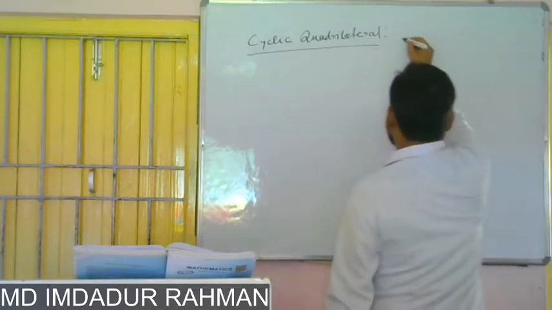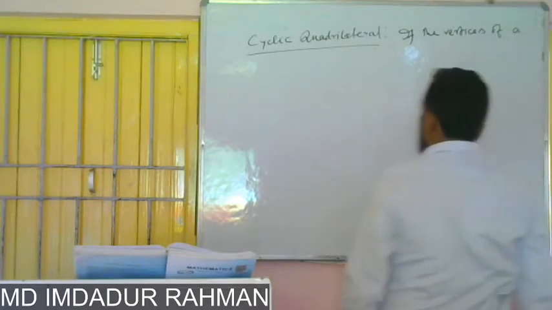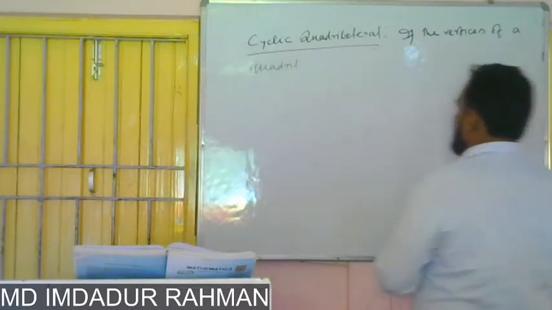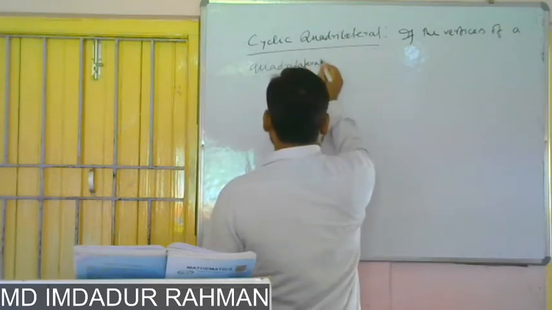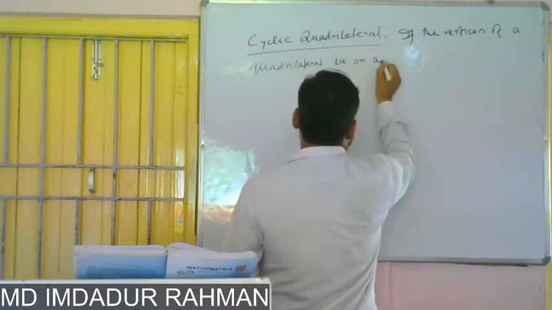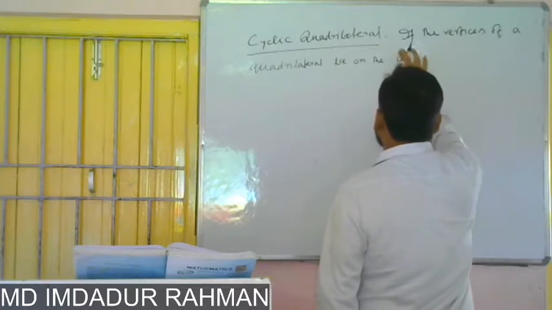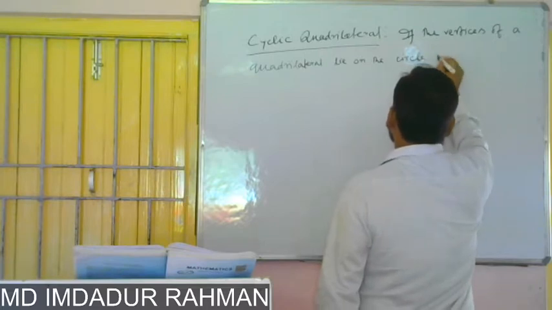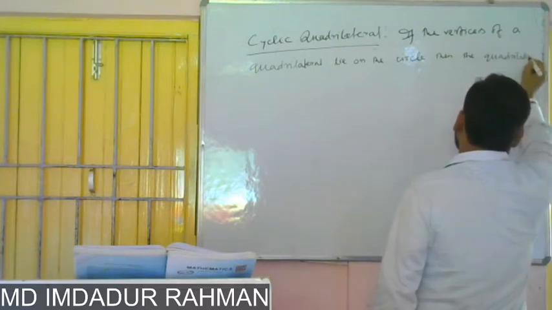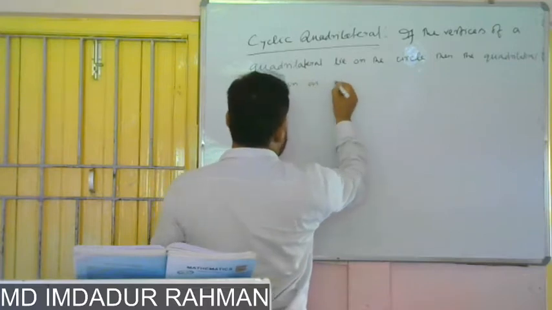So, if the vertices of a quadrilateral lie on the circle, then the quadrilateral is known as cyclic quadrilateral.